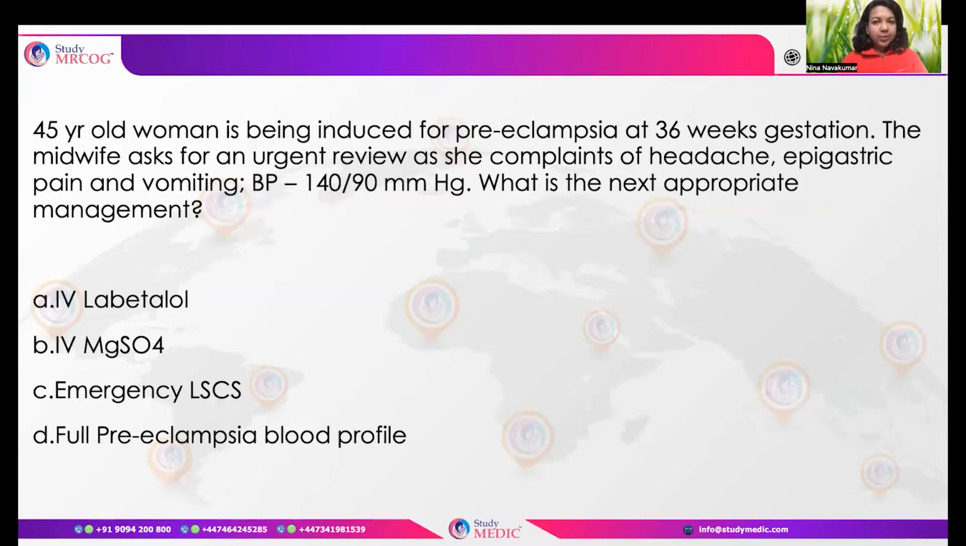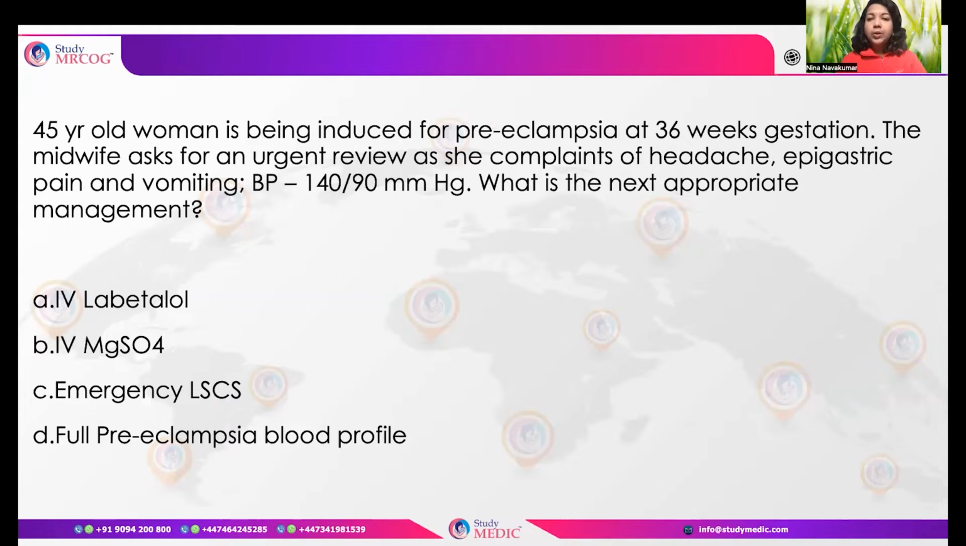Moving forward to the next question. So it's a case scenario. As I've already mentioned, in the part 2 examination, it's not only the SBAs with just numbers, figures, or percentages. You'll get, even in SBAs as well as more in EMQs, clinical scenarios where we need to apply the clinically applied knowledge from the guidelines.